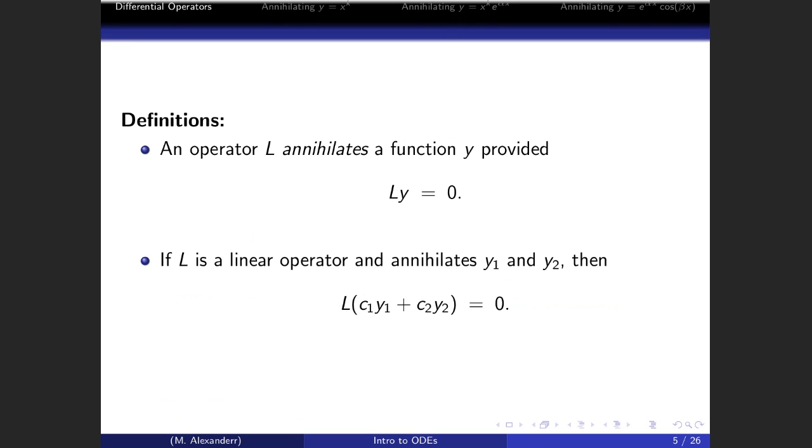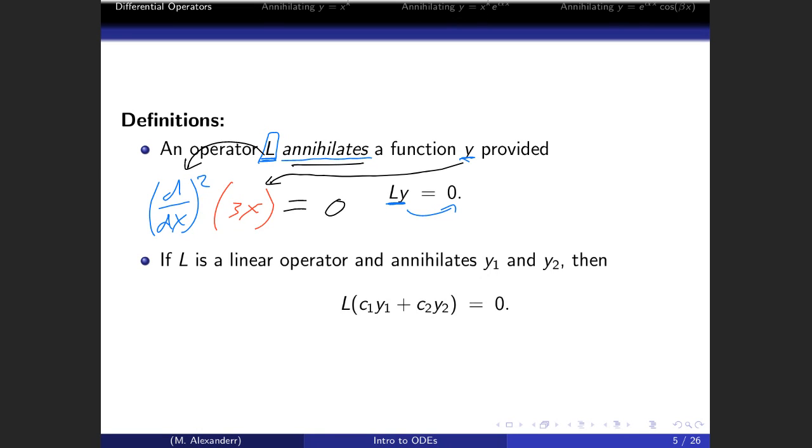Now, a little bit of definitions for the operator L. L could be any operator, and we say that an operator annihilates, or eliminates, or cancels, a function y if whenever you apply the L operator to y, the output is equal to 0. For example, suppose that you have the second derivative operator, and you apply it to the function 3x. What is the output? The output is equal to 0. So in this case, the L operator, which is the second derivative, annihilates the y function, which is 3x, because it satisfies this equation. We plug the y function into the operator, and the output is 0. When that happens, we say that the operator annihilates or cancels the function y.